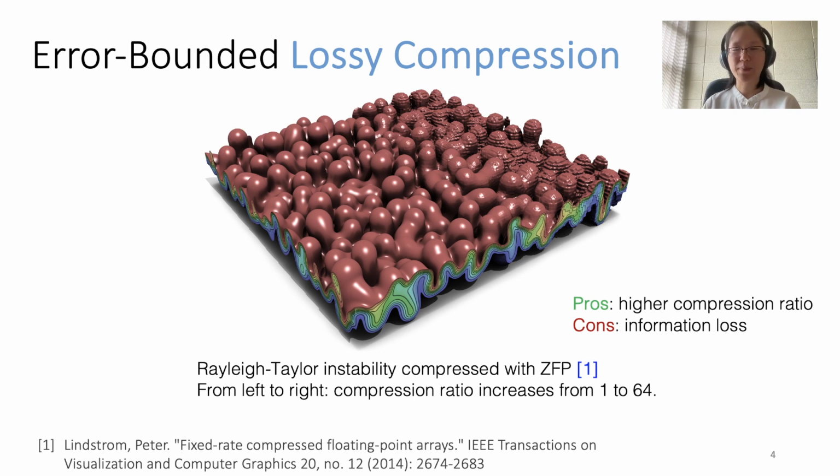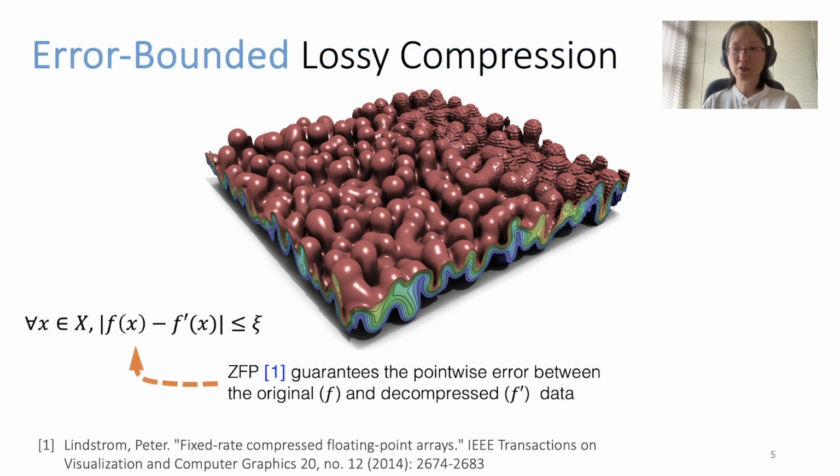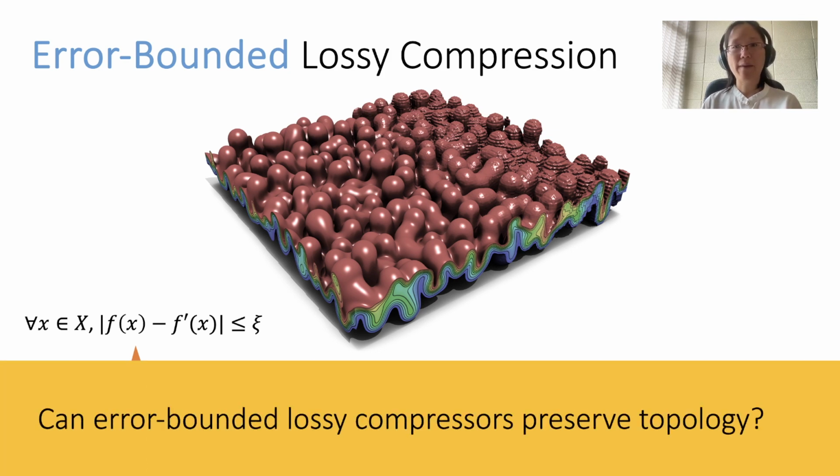The compressed data can be significantly smaller than the original, much more than lossless compression. The downside is that the decompressed data is not exactly the same as the original. In order to control the amount of information loss, many scientific applications require an error-bounded control for lossy compression. For example, ZFP guarantees the point-wise error between the original and the decompressed data. However, can error-bounded lossy compressors preserve topology? Unfortunately, the answer is usually no.